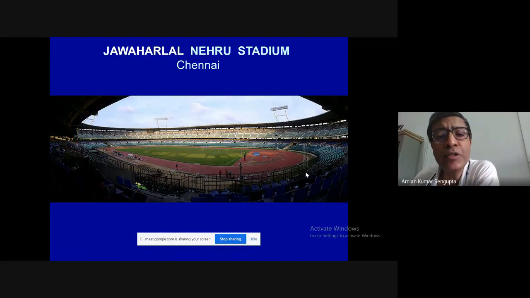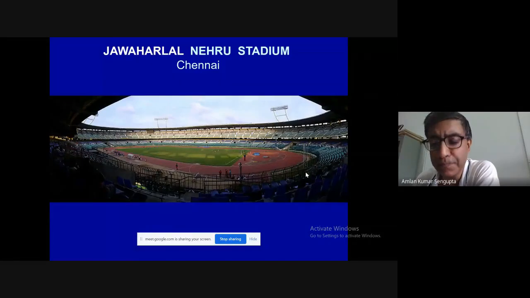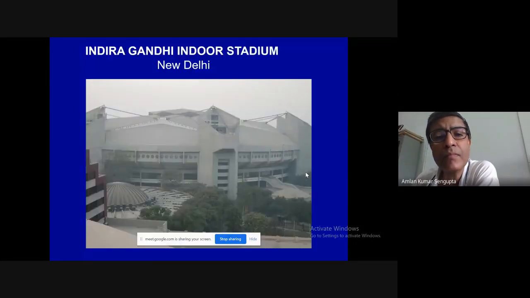The Jawaharlal Nehru Stadium is in Chennai. It was made in a very short period before the South Asian Federation Games. And if you visit the stadium near the Chennai Central Station, from outside itself, you will be able to appreciate how the different members have been constructed to make this huge structure.